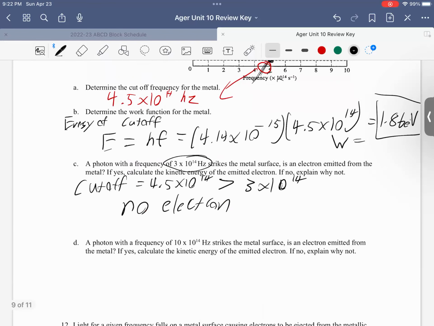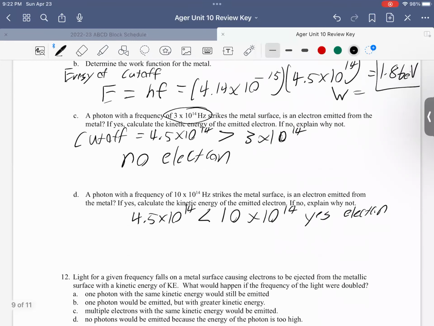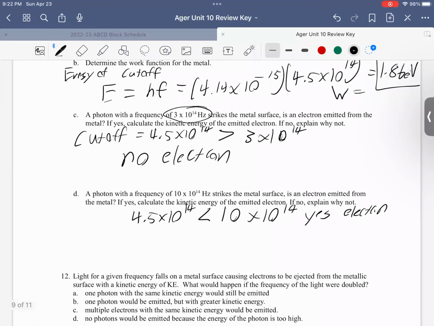Now, the next one, we see that 4.5 times 10 to the 14th is less than this 10 times 10 to the 14th. So yes, we get an electron. Yes, we get an electron there. All right, if yes, calculate the kinetic energy of the electron. So we need to figure out how much energy that electron's got.